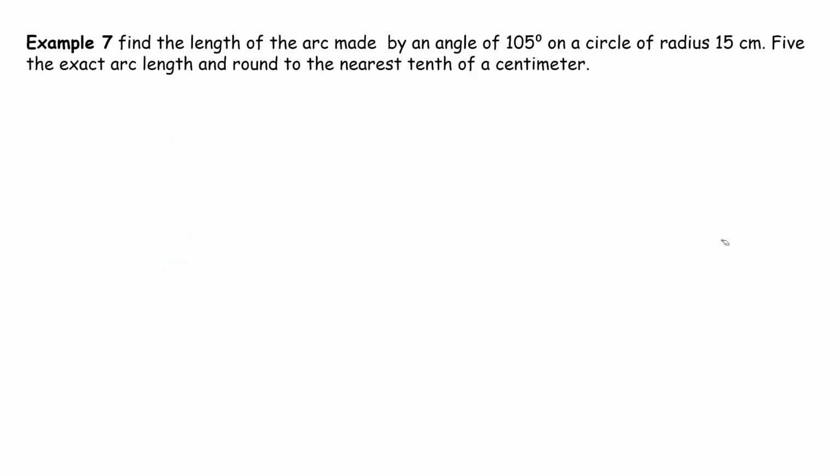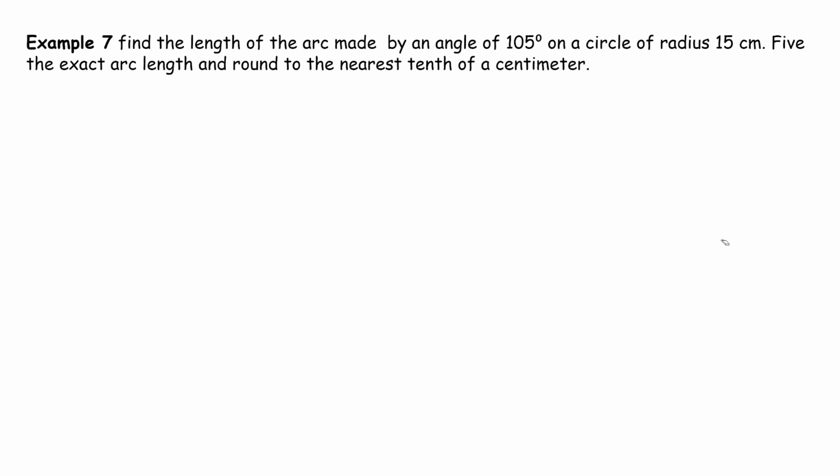Find the length of the arc made by an angle of 105 degrees on a circle of radius 15 centimeters. Just a note, which I'm probably going to repeat in a minute, is that I'm not doing this the way the book is doing it. The book is having you convert your degrees to radians first, and then finding the length of the arc. But I don't see any reason to do that because we're just thinking of this as the fractional part of the circle multiplied by the whole circumference.